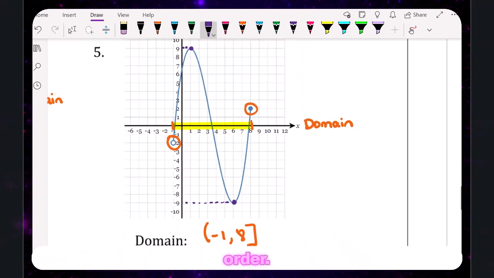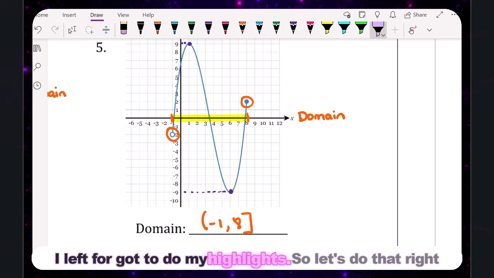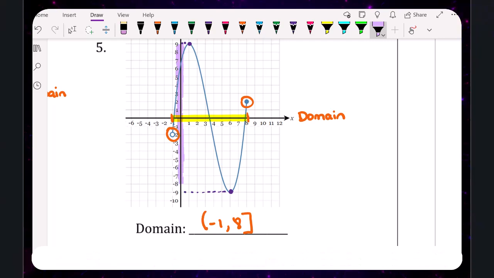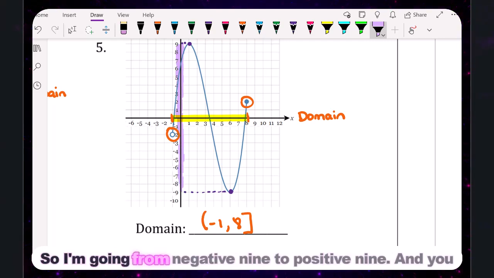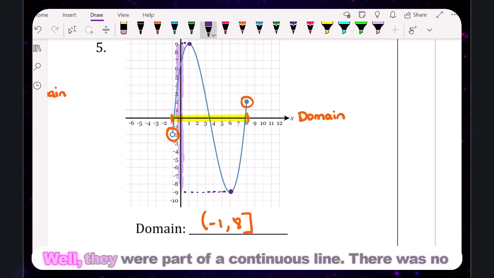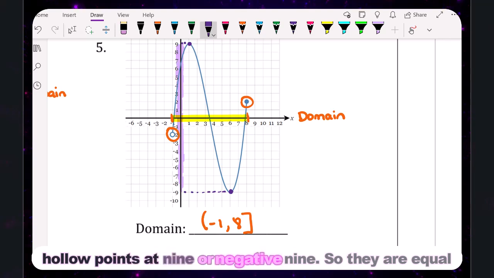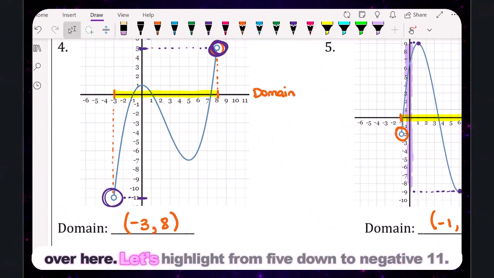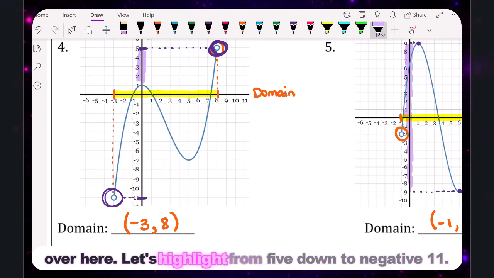So you have to go in order. Oh, I forgot to do my highlights, so let's do that right now. You can go back and do that highlight on the last one. So I'm going from negative 9 to positive 9, and you have to ask yourself, what kind of points were those? Well, they were part of a continuous line. There were no hollow points at 9 or negative 9, so they are equal to, so I will be using brackets on that one. You go back over here, let's highlight from 5 down to negative 11.